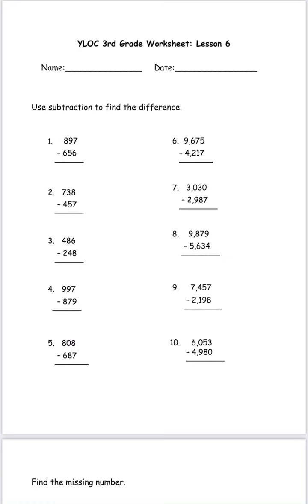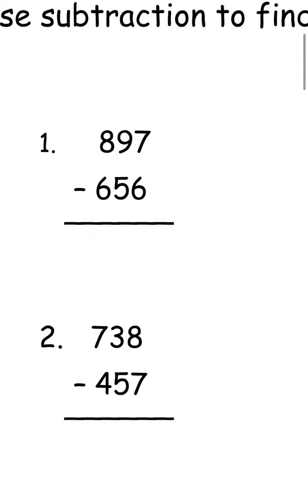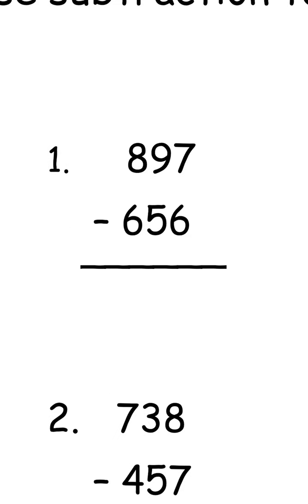Hello, this is third grade and we're going to work on lesson 6 today. We're going to first use subtraction to find the difference. Let's look at number 1. So for number 1, we have 897 minus 656.